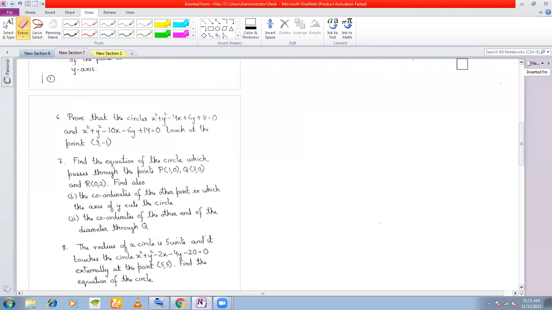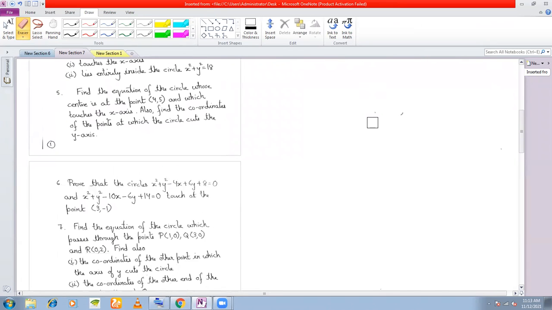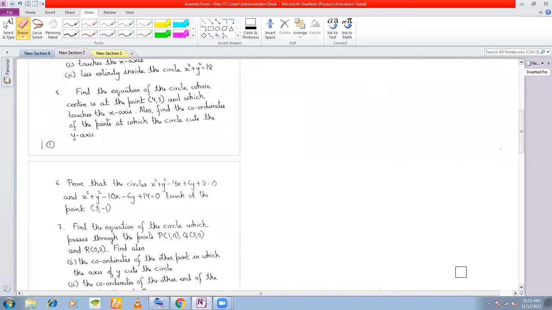Number 5. The question here is: find the equation of the circle whose center is the point (4, 5) and which touches the x-axis. Also find the coordinates of the points at which the circle cuts the y-axis. So what is the given center here?